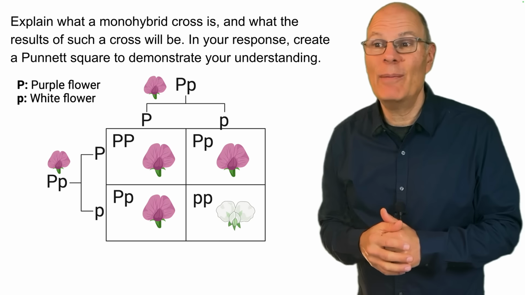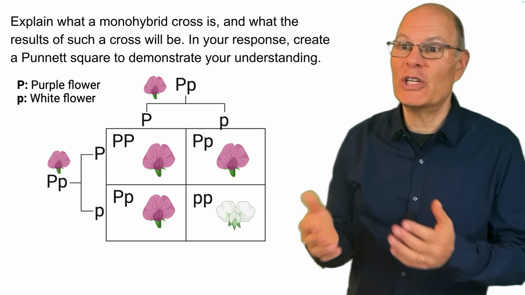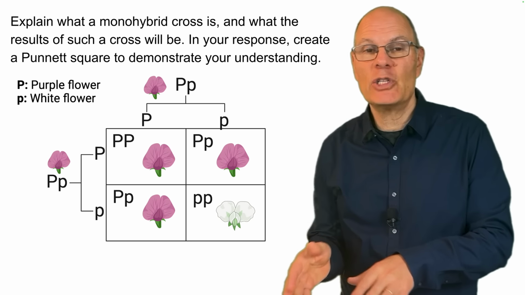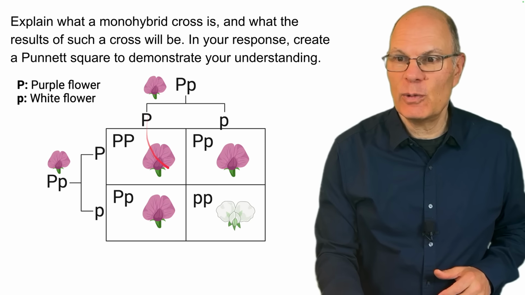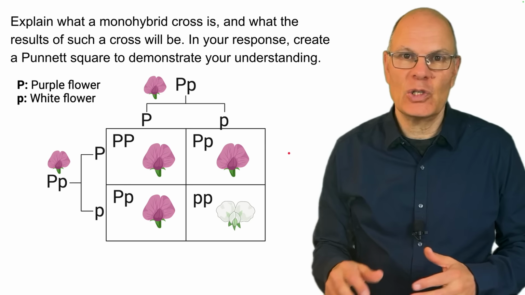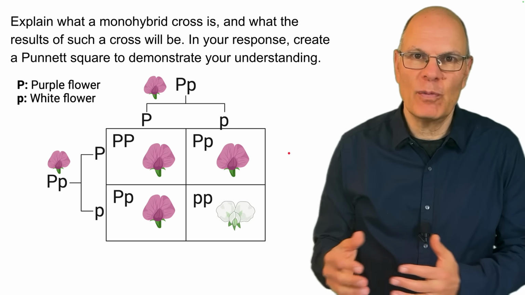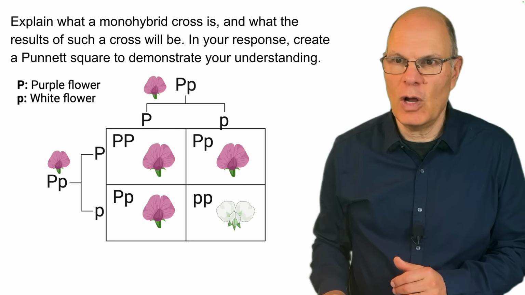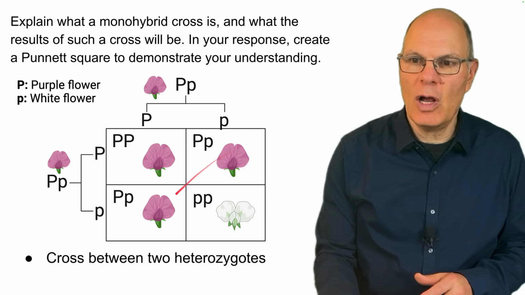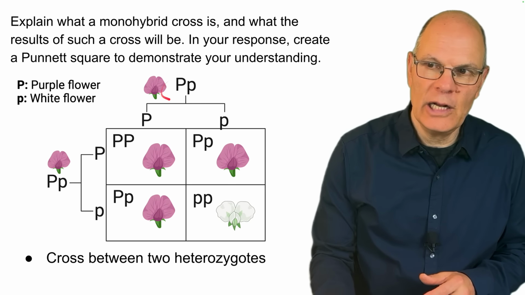Explain what a monohybrid cross is and what the results of such a cross will be. In your response, create a Punnett Square to demonstrate your understanding. This, which we've seen before, is a Punnett Square. It uses the rules of probability to quickly predict the offspring of genetic crosses. A monohybrid cross is a cross between two heterozygotes.